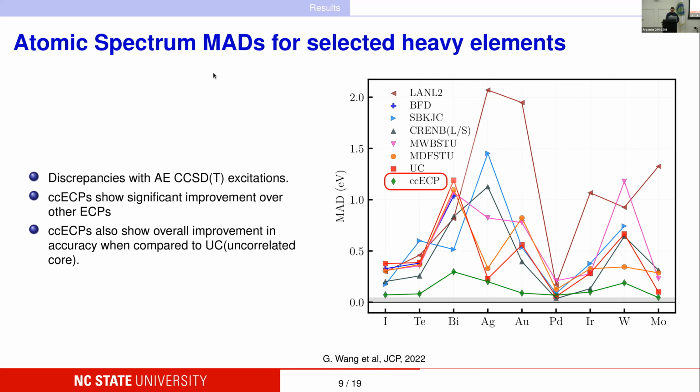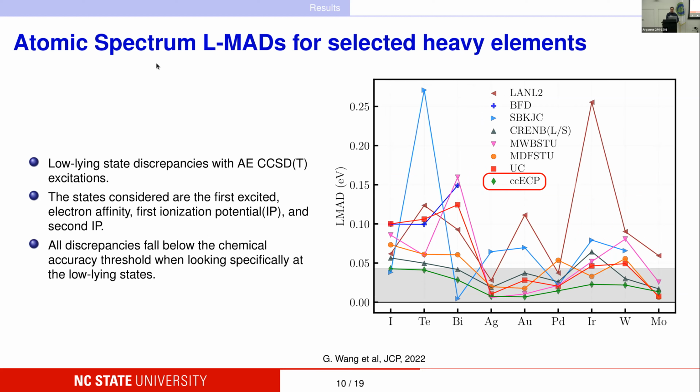In pretty much all cases, you can see our CCECP in green for each element is generally outperforming all of the other ones. It has a lower mean absolute deviation. And this gray line at the bottom, which is very thin at the moment, is the chemical accuracy region that we've seen on some of the previous ones. Overall, they show a pretty substantial improvement over previous ECPs that were available.